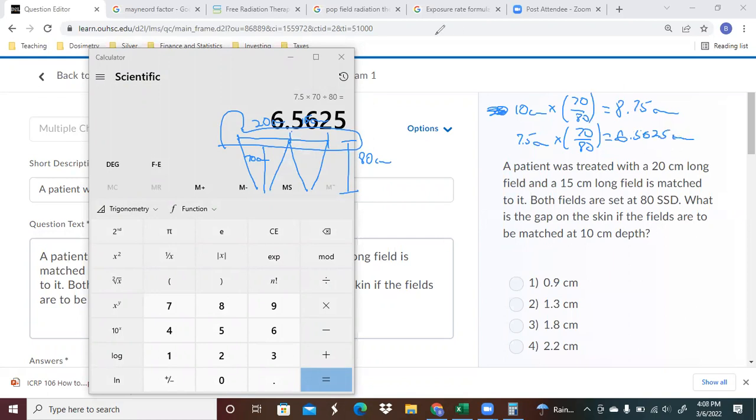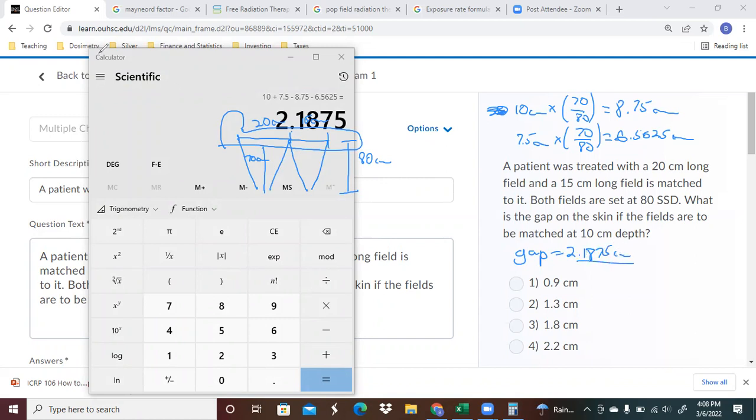Same thing still applies though, as far as taking the difference between them. So I'm going to take 10, add 7.5, subtract 8.75, and subtract 6.5625. Read my chicken scratch. And you come up with 2.1875. Okay, so in this particular case, the separation or the gap is equal to 2.1875 cm.